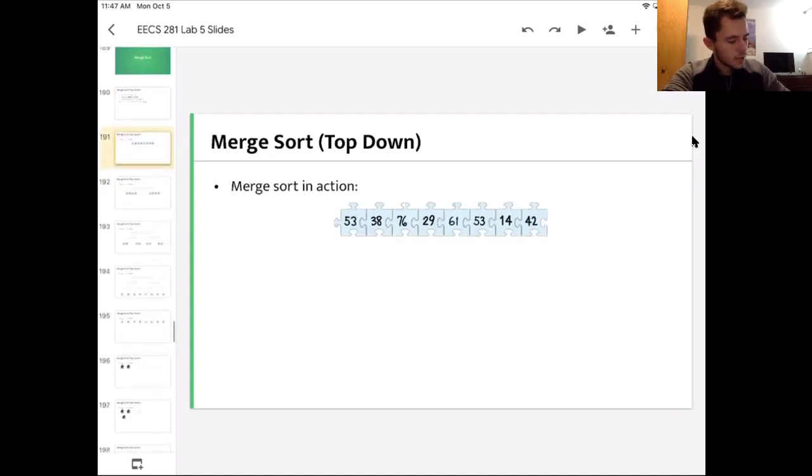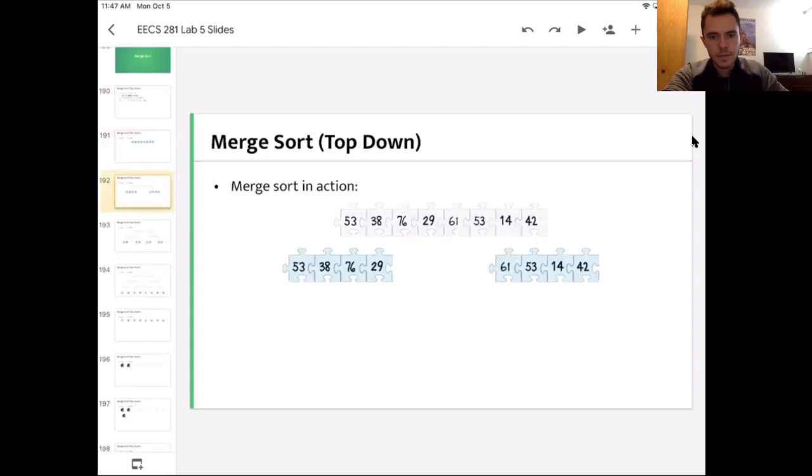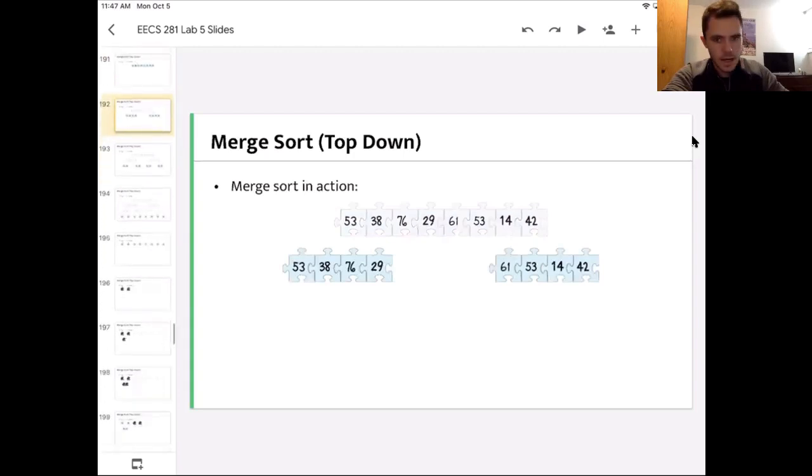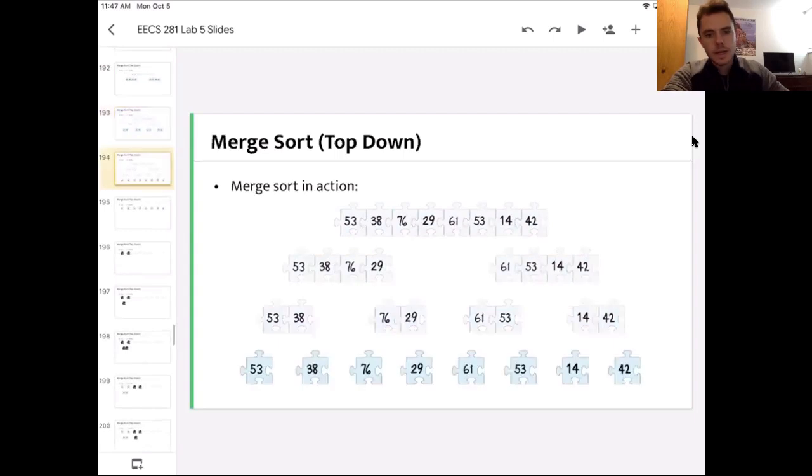We can see a quick example here, where we have, once again, our unsorted array, now represented by puzzles. We recursively break it down, break it down, break it down until we get to our base case, where we've broken down each element into its own little puzzle. For our base case, a single element is already sorted, so you don't have to do any more work there. Each of these elements in and of itself is already sorted. Then we start to merge these back together.